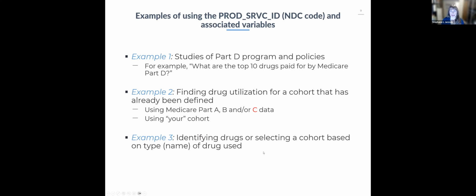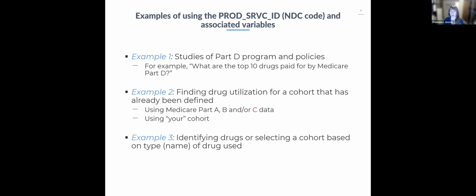When we look at the NDC code, we are going to use it to maybe help us answer some research questions, but it might not be as straightforward as we would hope. So if we think of a question where we're looking at the Part D program as a whole, and we want to say, what are the top 10 drugs paid for by Medicare Part D? How would we answer this in the context of the product service ID?